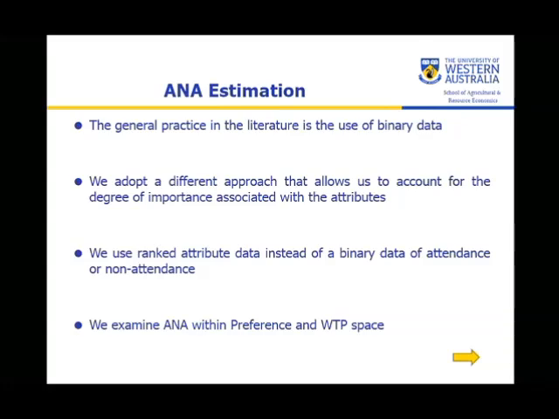So what we did was have a set of questions to rank from 1 to 7, just as we had our attributes. And then what we did was to interact the ranked data on each of our attributes. And then we estimated the model within the preference space and the WTP space. Let's see what really happened to our findings when we do such a thing.